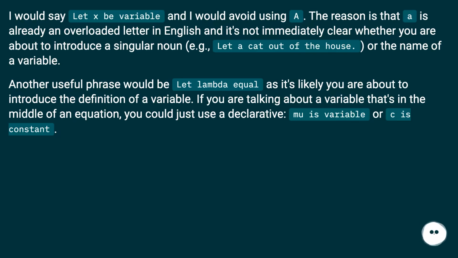Another useful phrase would be let lambda equal, as it's likely you are about to introduce the definition of a variable. If you are talking about a variable that's in the middle of an equation, you could just use a declarative, mu is a variable or c is a constant.